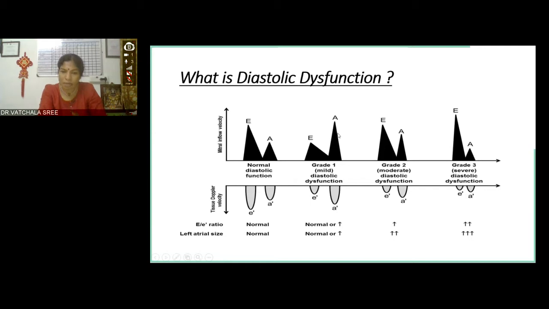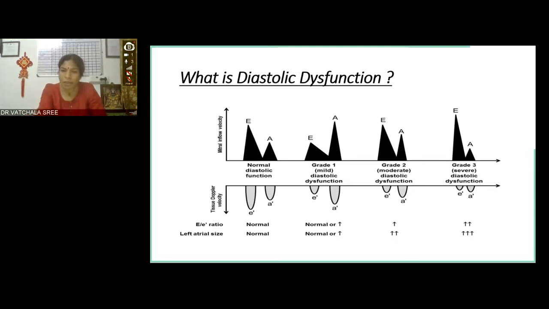So for us, what it means is that less blood is entering the LV in the early phase and more blood is entering the LV because of the atrial contraction. So this is grade 1 diastolic dysfunction. As I mentioned earlier, it doesn't mean that the left ventricular end diastolic pressure is increased. It is simply because the LV has become less compliant, or more stiff.